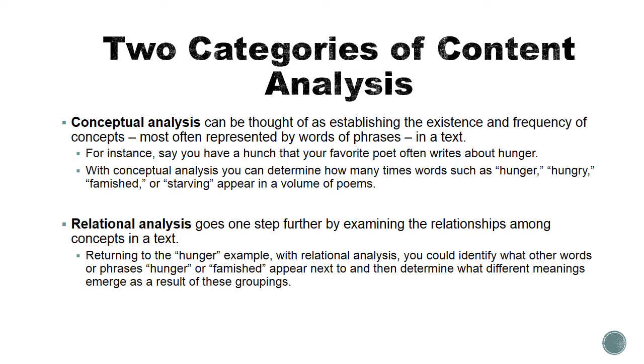Conceptual analysis can be thought of as establishing the existence and frequency of concepts, most often represented by words or phrases in a text. For instance, say you have a hunch that your favorite poet often writes about hunger. With conceptual analysis, you can determine how many times words such as hunger, hungry, famished, or starving appear in the volume of poems. Relational analysis goes one step further by examining the relationships among the concepts. Returning to the hunger example, with relational analysis, you could identify what other words or phrases hunger or famished appear next to, and then determine what different meanings emerge as a result of these groupings.